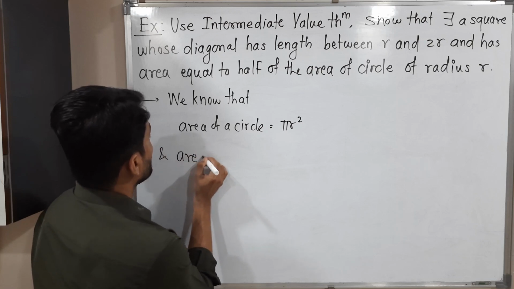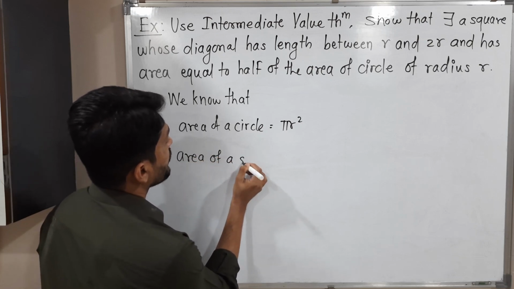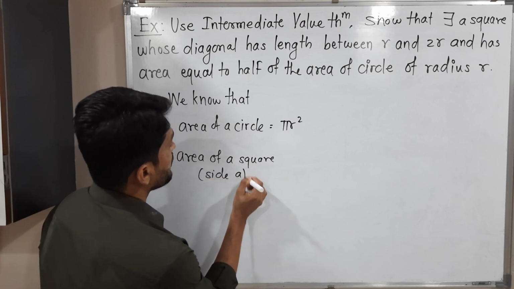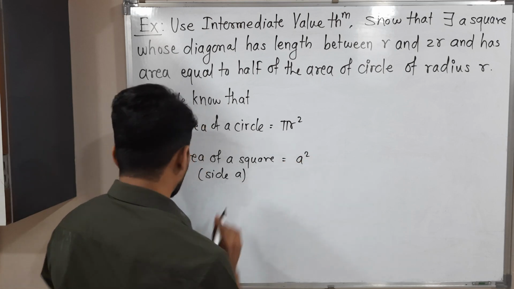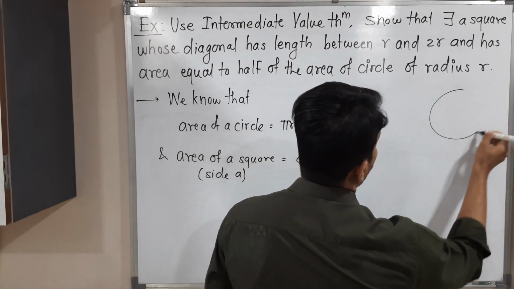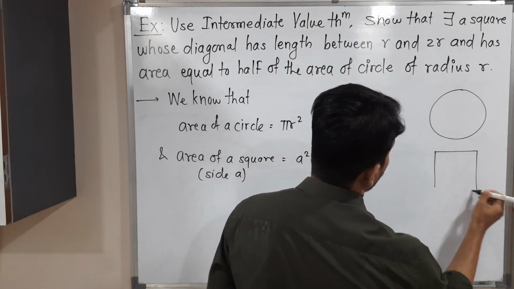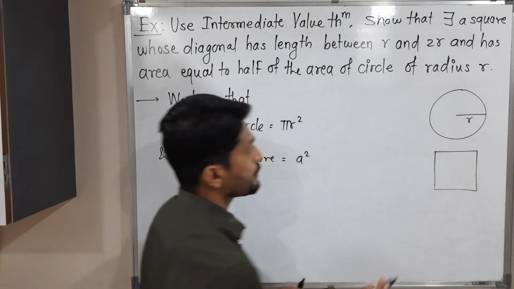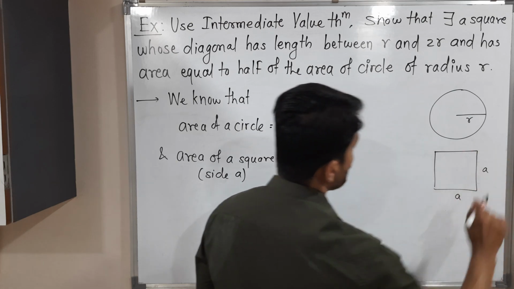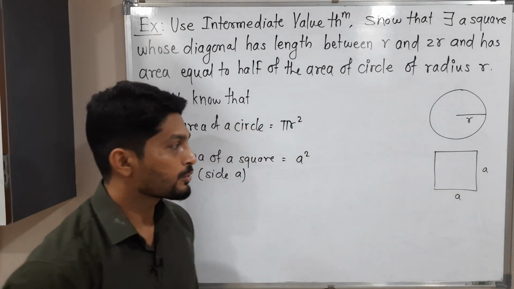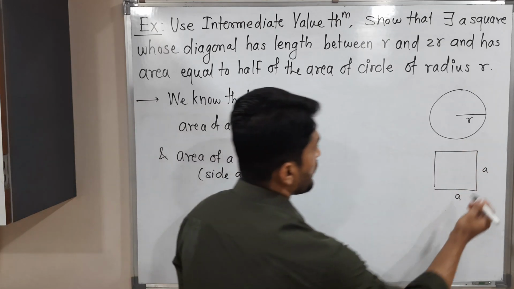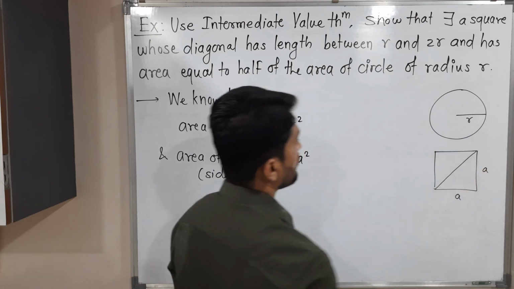For the area of a square, I am taking side a. I will draw a diagram so you can easily understand. We are talking about one circle and one square. Here r is the radius of the circle, and we have a square of side a. You know that all sides of a square are equal, each angle is 90 degrees, and we call this line a diagonal.